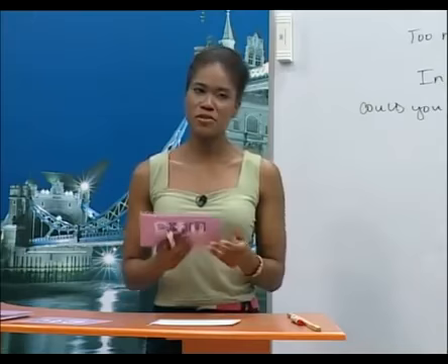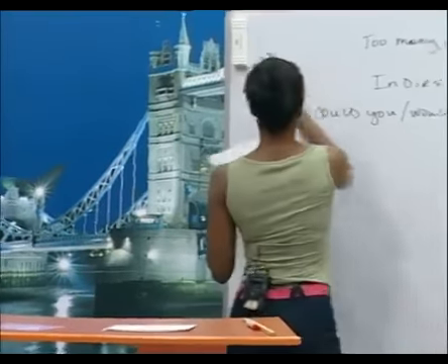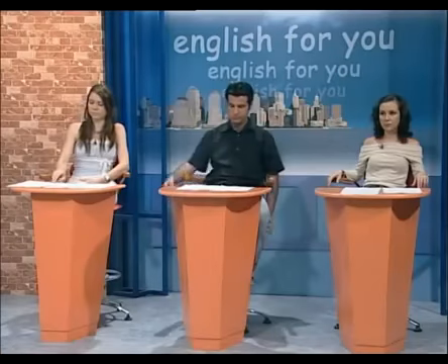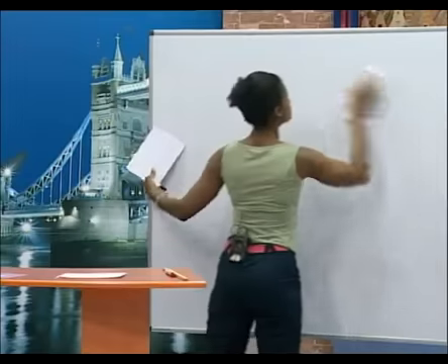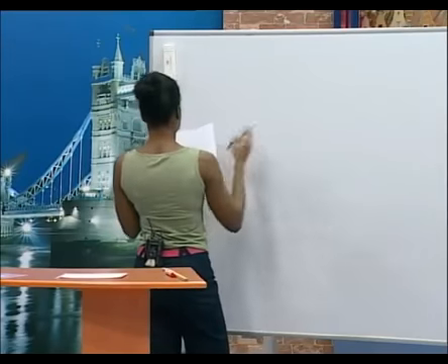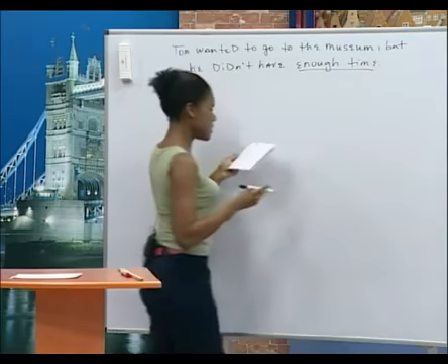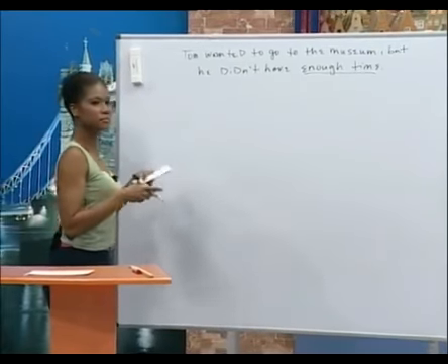Let's try some exercises. So complete the sentences with enough. Here's an example. Tom wanted to go to the museum, but he didn't have enough time. So you complete the sentences with enough, okay? Okay.